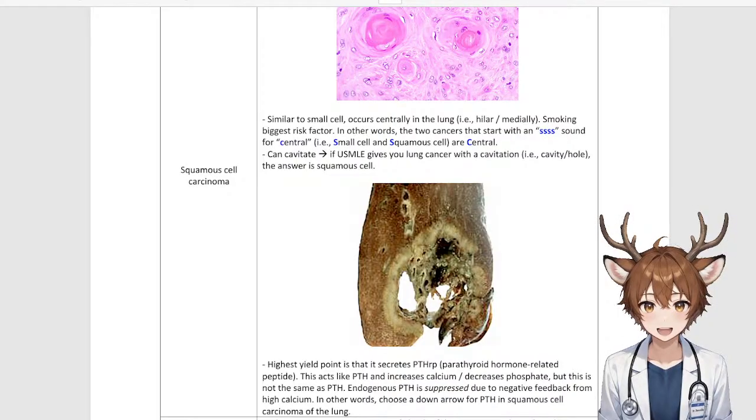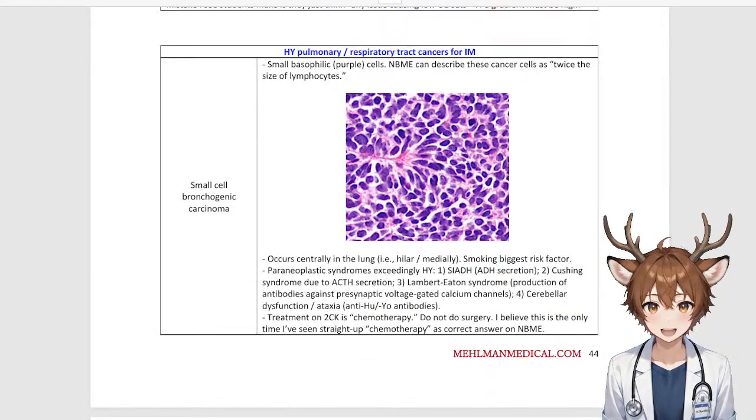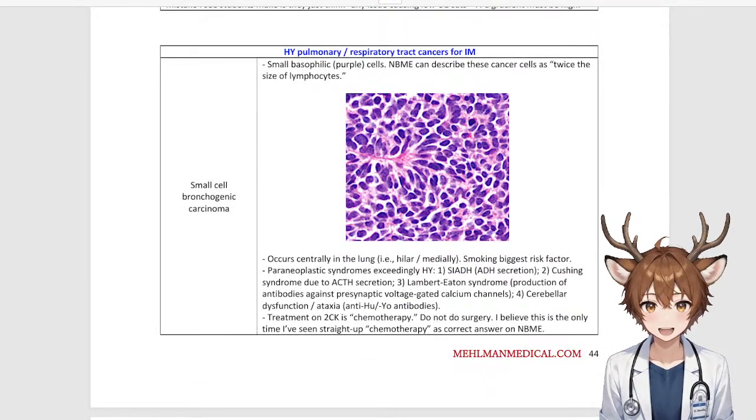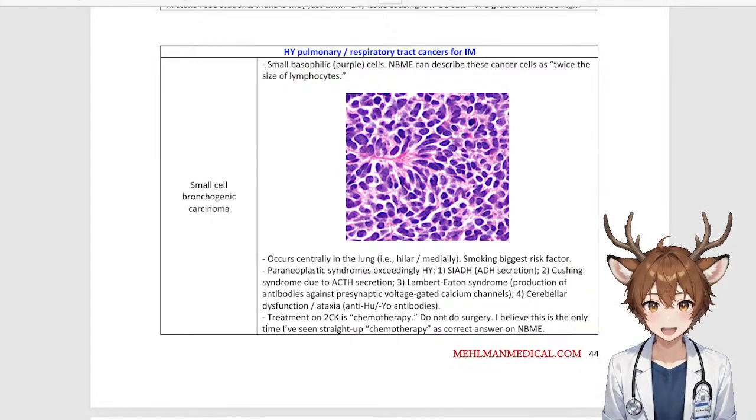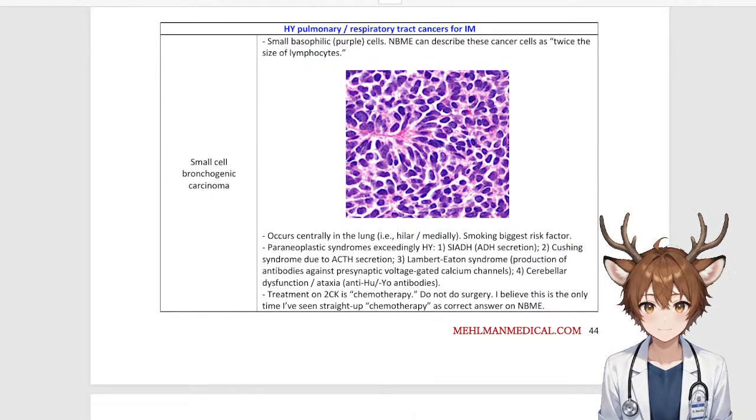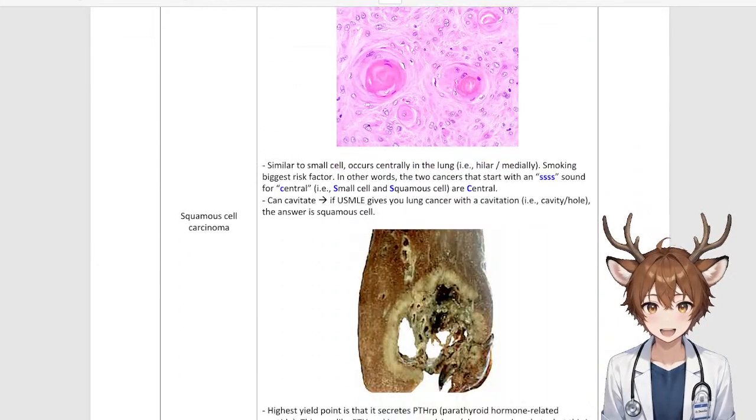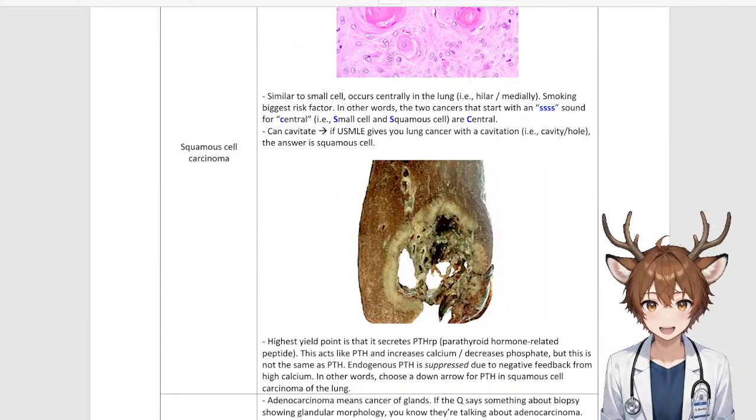Yeah, squamous cell carcinoma. So remember, when you think about small cell bronchogenic carcinoma, think about Lambert-Eaton syndrome, ACTH secretion with Cushing syndrome, and SIADH, that kind of stuff. But for squamous cell carcinoma, what you should be thinking about is PTHrP.